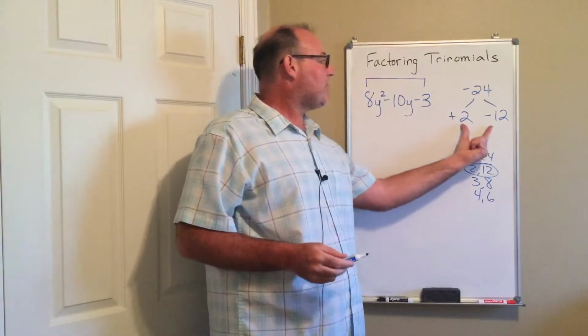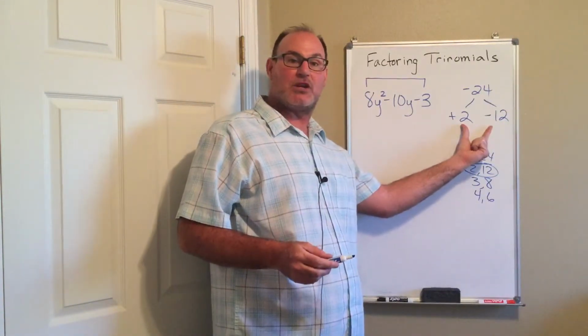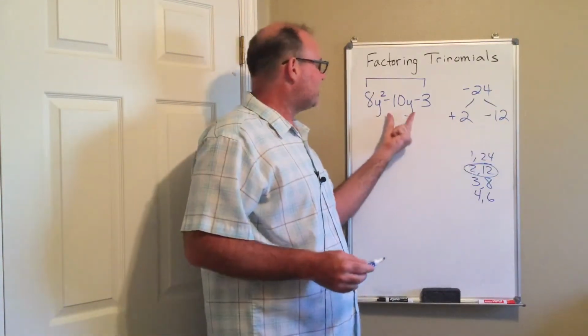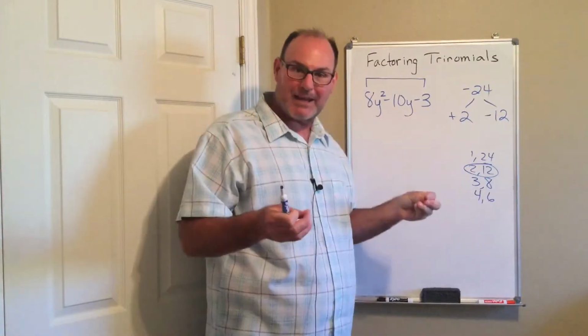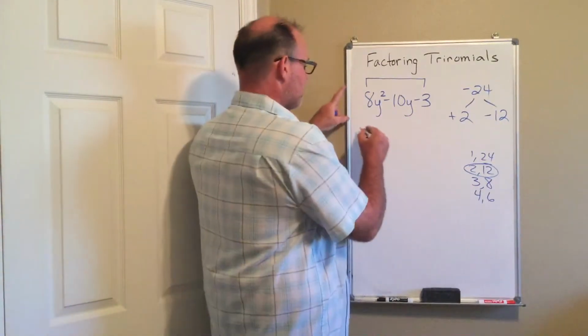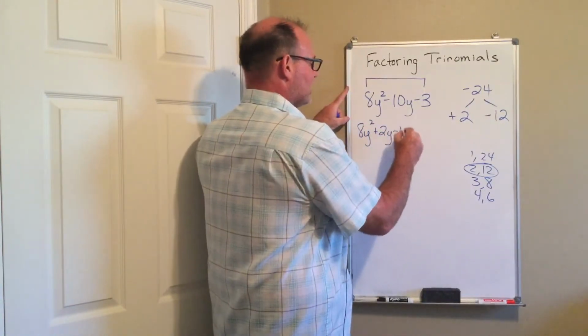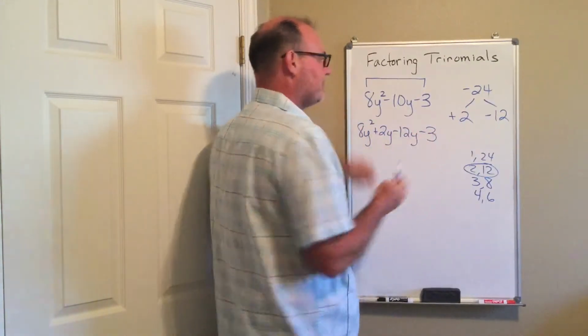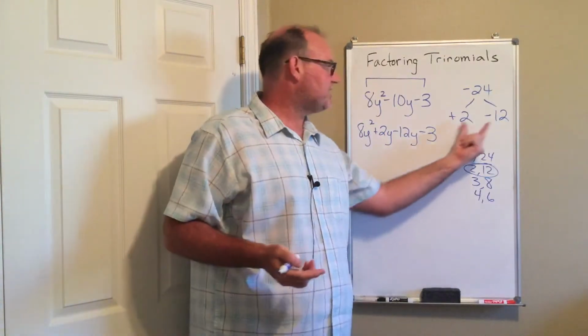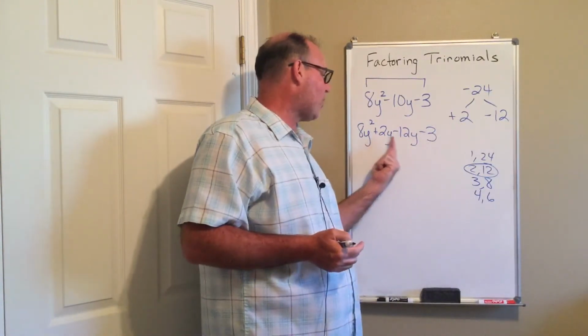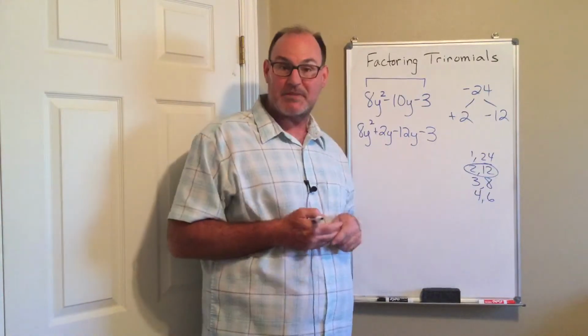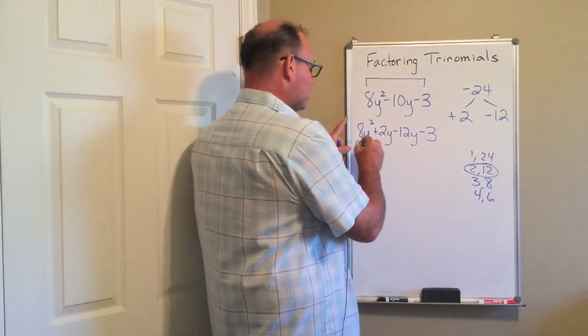What I'm going to do with the +2 and the -12 is use those two as coefficients to take the middle term and separate it into two terms. So this becomes 8y squared plus 2y minus 12y minus 3. As I said in the previous video, it does not matter if I put the -12y plus the 2y in the opposite order. Now I'm going to employ grouping.